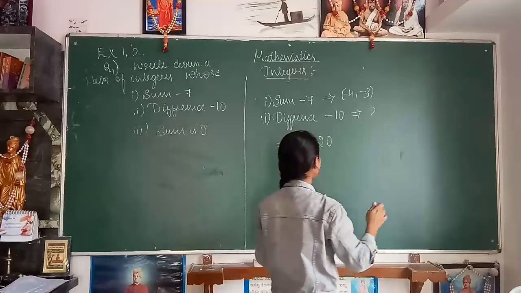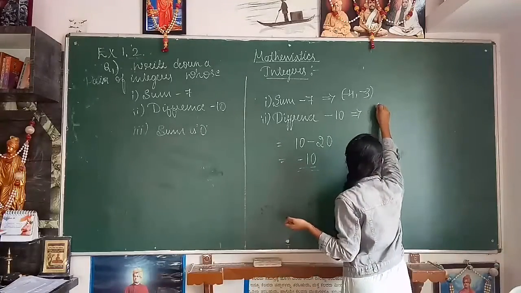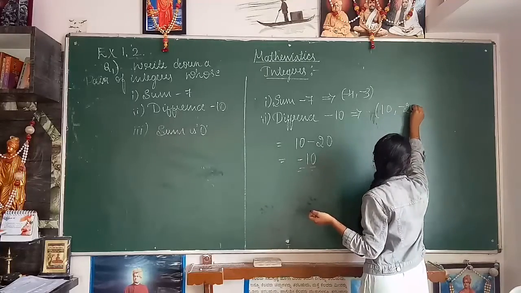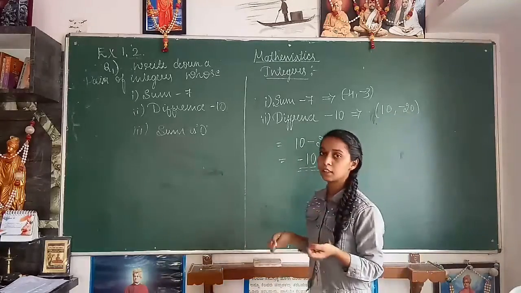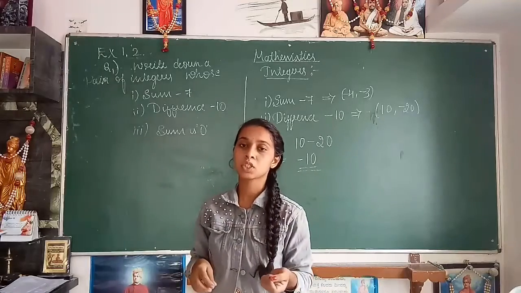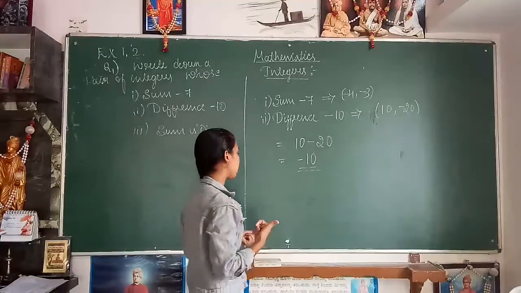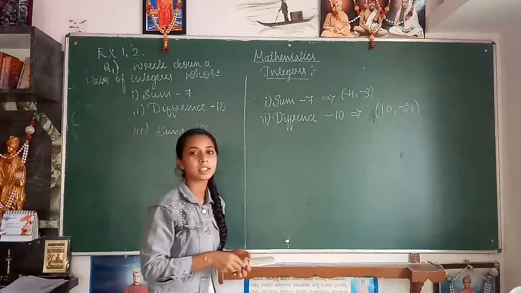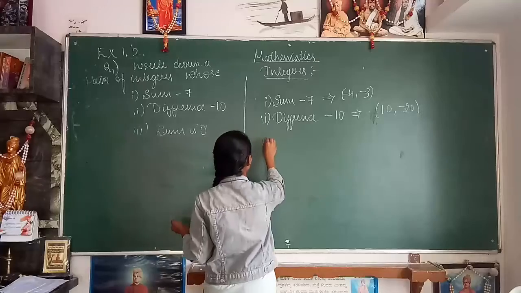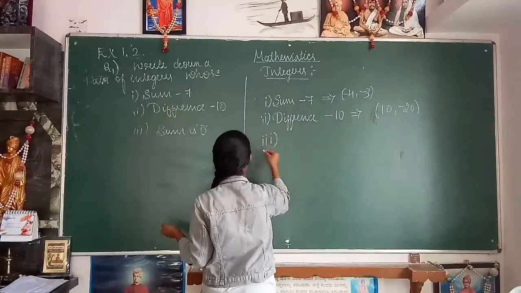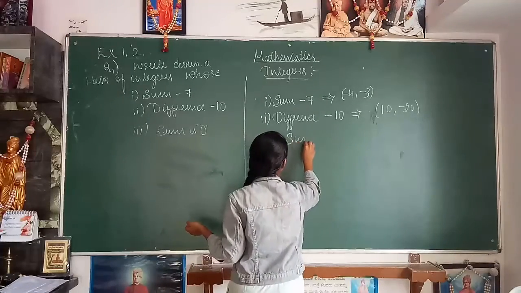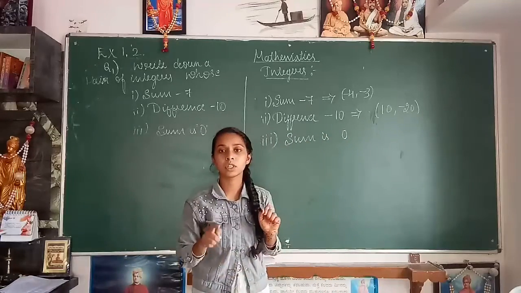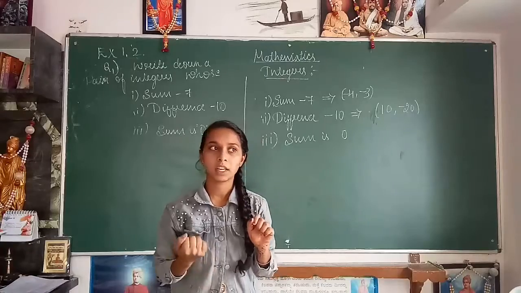So what is that answer? The answer is 10 and minus 20. When we put these both numbers, we can get the difference of minus 10. So another problem will be there, that is the sum of 0. It is a very easy problem also. So the third sub question is sum is 0.